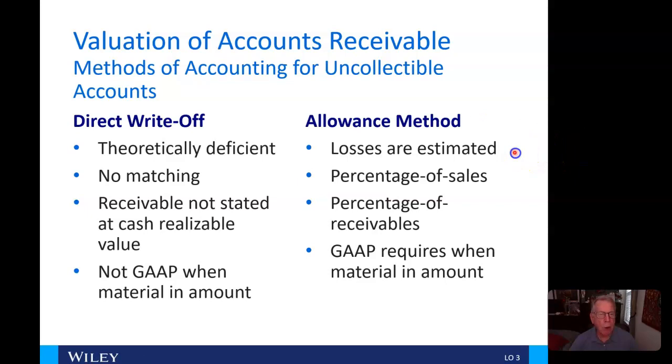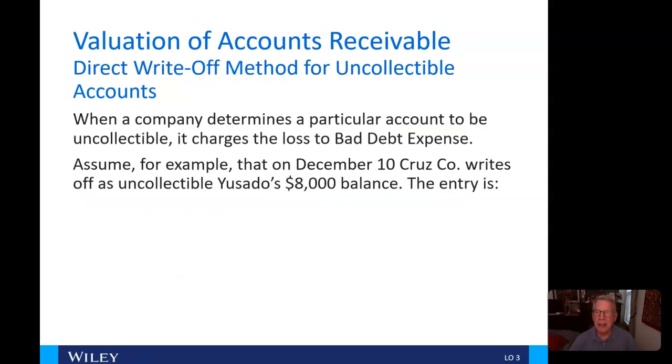We estimate those losses. We can do that in two different ways. We can use percentages of sales and percentages of receivables. And GAAP requires that when it's material in amount. When we're using the percent of sales method, you'll remember that we do not consider the allowance for doubtful accounts balance in computing that allowance, whereas with the receivables methods, there are two of them, we do. Okay, let's take a look.